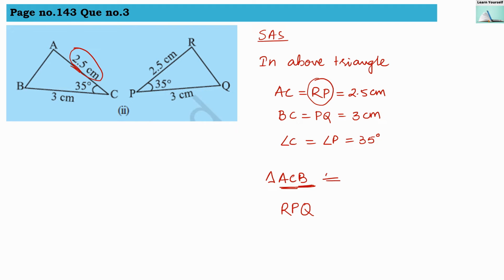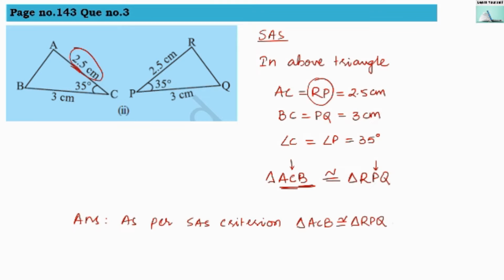So triangle ACB is congruent with triangle RPQ. Now let us check whether our name is correct or not. Here angle C is there, and it is corresponding to P. So yes, our name is correct. We can write the answer here that as per SAS criteria, these both triangles are congruent.